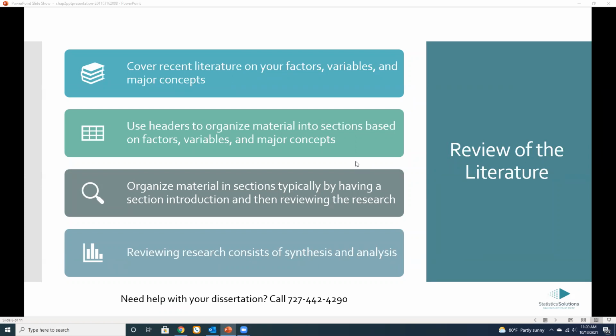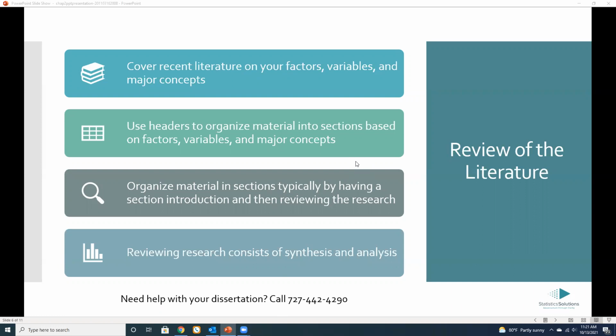And I know somebody's question might be, well, how long should a lit review be? Sometimes your school will give you a page count for it. Sometimes they don't. I've seen literature reviews that are 80 pages. I've seen literature reviews that are 10 pages. I know that doesn't help, but usually the sweet spot is 25 to 30 pages. So if that helps.